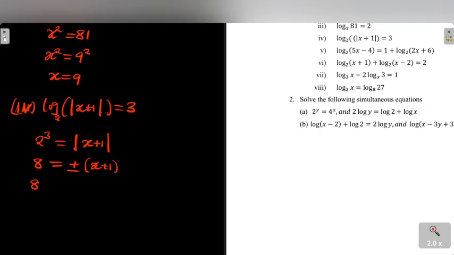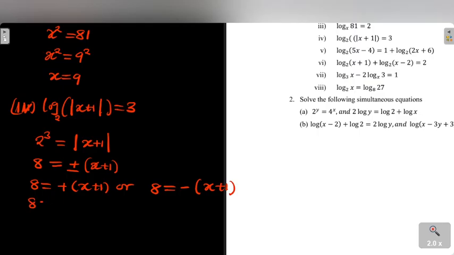So now we have 8, which is equal to positive times what? x plus 1. Or we have 8, which is equal to negative, open brackets, x plus 1. So meaning that this would tell us we're going to find two values of x.